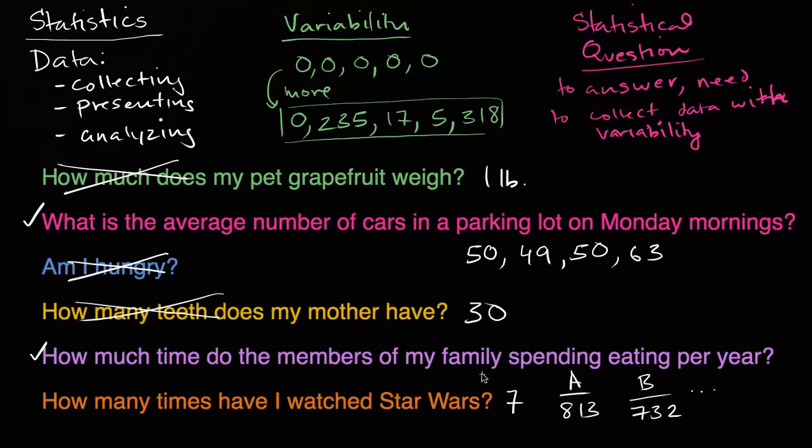If I said, on average, how many times have my coworkers watched Star Wars? Well, then I'm going to have to collect data with variability. I'm going to collect multiple data points, and it's definitely possible that my coworkers have watched it different numbers of times. But for this question in particular, where it's just one data point to answer it, how many times have I watched Star Wars? And my answer in this case actually I think is 7. Well, then not a statistical question. So hopefully that gives you a sense of statistics variability and what a statistical question even is.